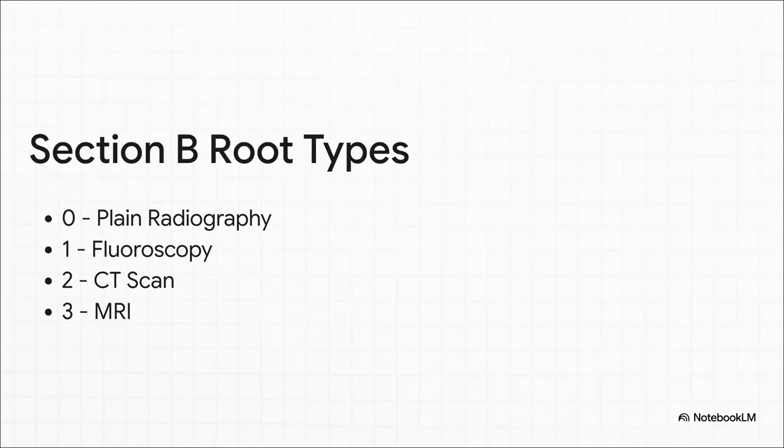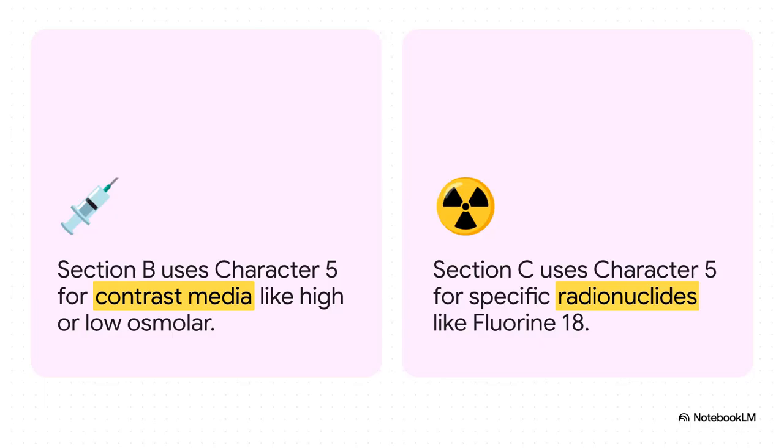These right here are your foundational root types for section B. B0 gives you plain radiography. B1 indicates fluoroscopy. B2 is your CT scan. And B3 is an MRI. You just lock these into that crucial third character position, and it clearly specifies the exact imaging modality the physician ordered. The crucial point to understand here is comparing how section B handles additives versus section C.